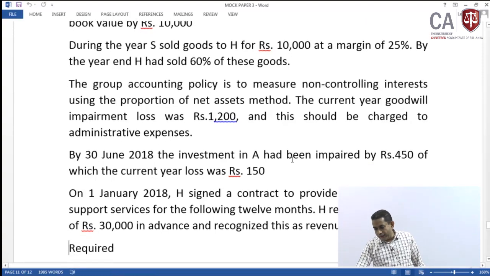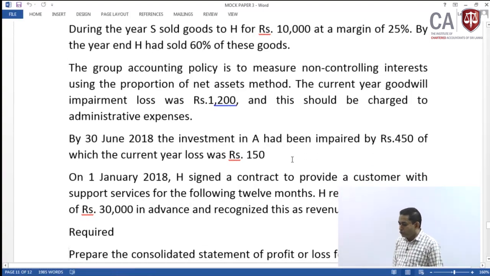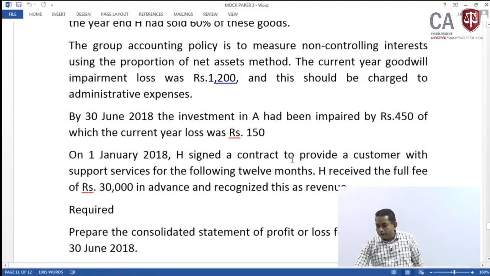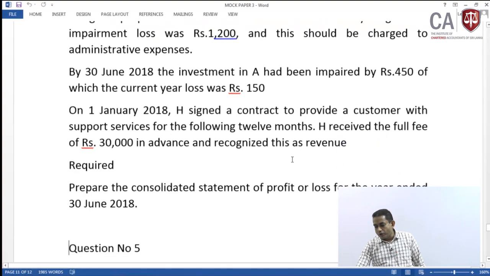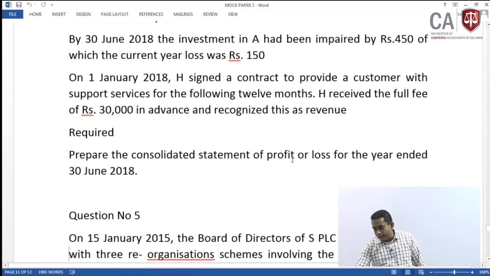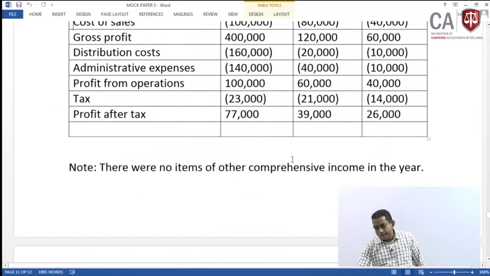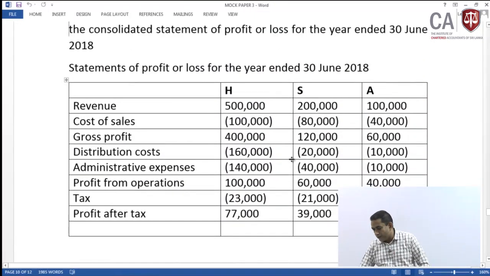On 1st January 18, H signed a contract to provide a customer with support services. For the following 12 months, H received the full fee of 30,000 rupees in advance and recognized this as revenue. Required: prepare the consolidated statement of profit or loss for the year ended 30th June 18. We will quickly write up the format of the profit and loss for the group, and let us derive the required figures.